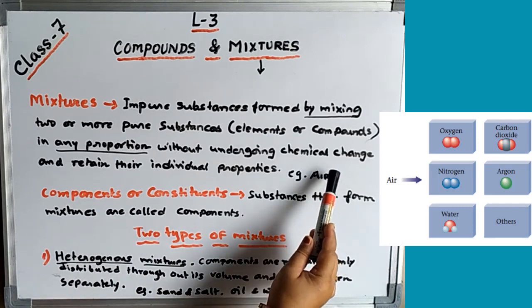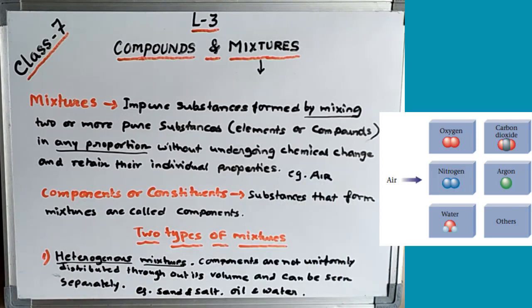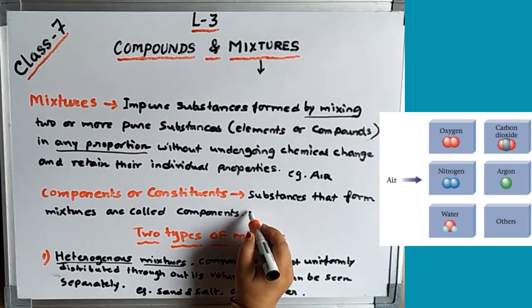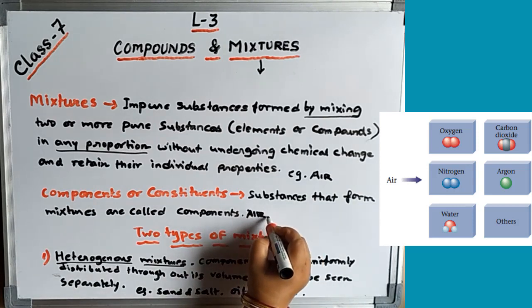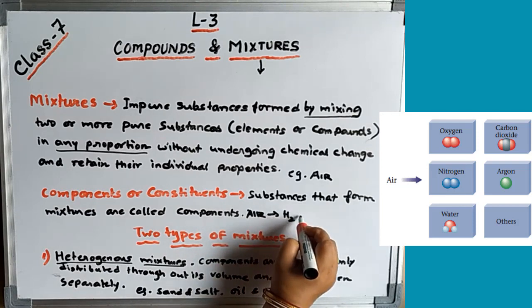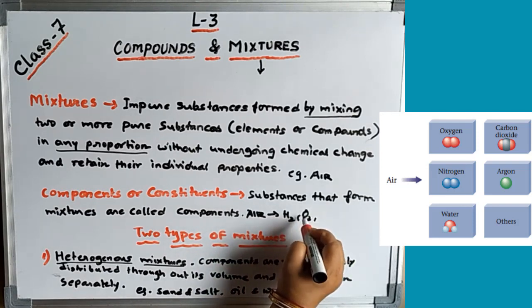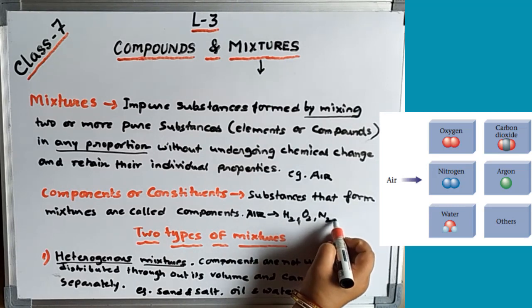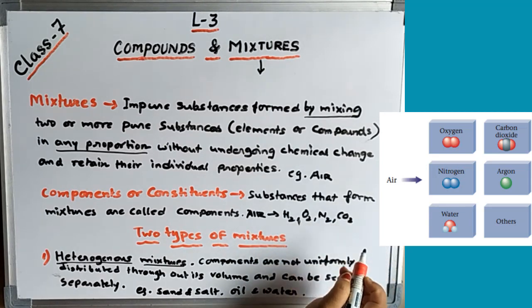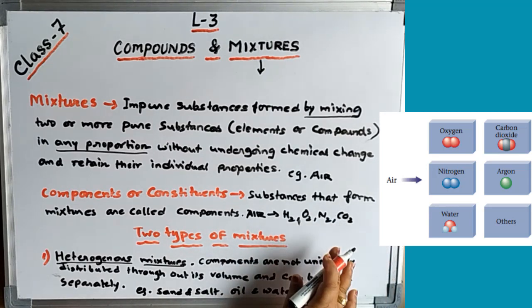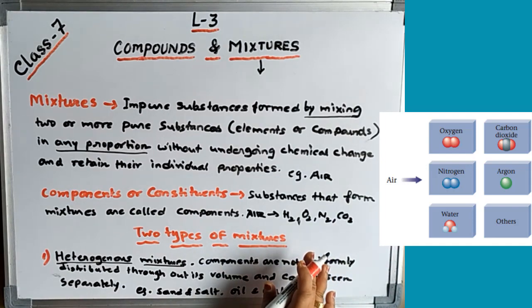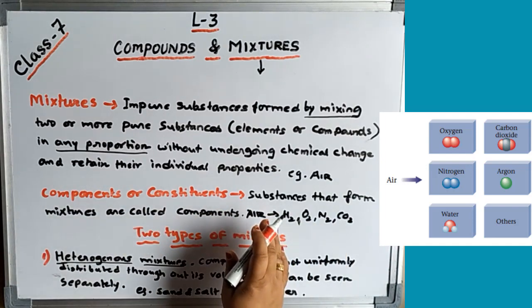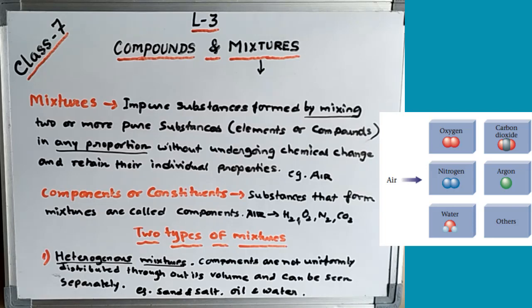Suppose in the making of air, you see that hydrogen is also there, oxygen is also there, then nitrogen is also there, carbon dioxide is also there. So these are all what? They are elements and compounds, and these all are known as components of the mixture. Okay. Now we will see the major types of mixture.